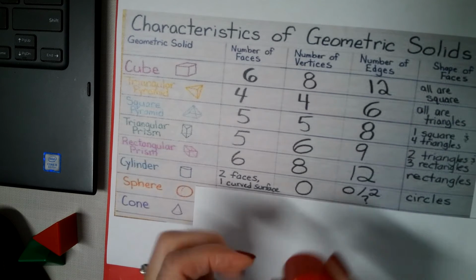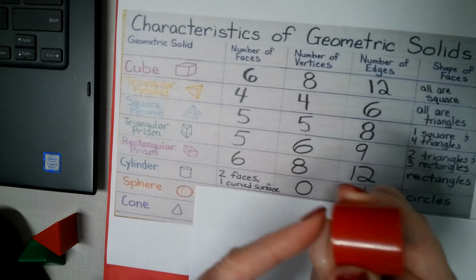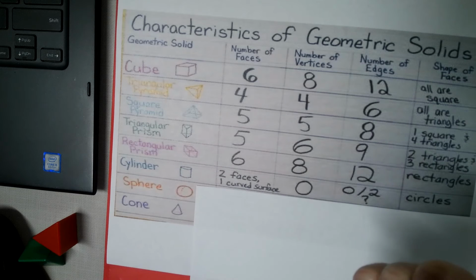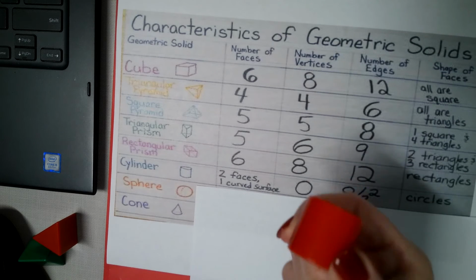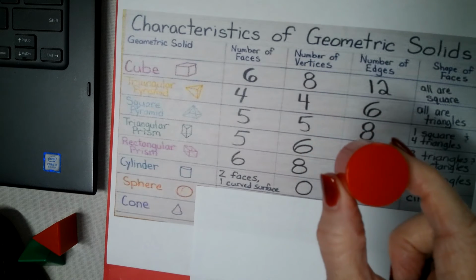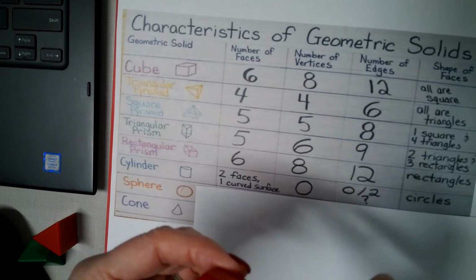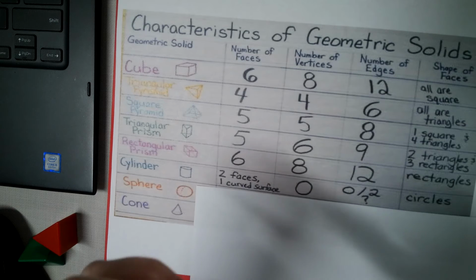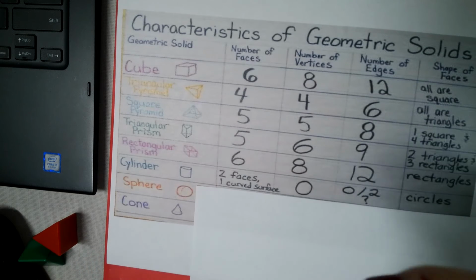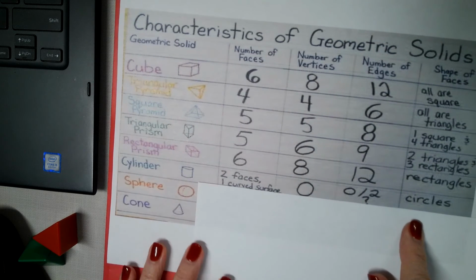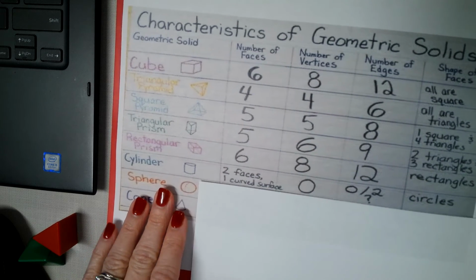Okay, your cylinder just has the 2 flat faces. Remember, faces are the flat edges. So I've just got the 2 flat faces and then that 1 curved surface. There's no vertices on here because I don't have any corners. There's no edges. Some people say there's 2 edges because of these, and some people say 0. I just like to say there's 0 edges since there's no straight sides. And then all of my shape faces are a circle.